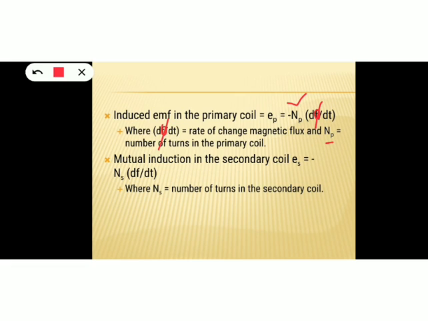And the secondary coil undergoes mutual induction. And what is the expression for induced EMF in the secondary coil? ES, the induced EMF associated with the secondary coil, is equal to minus NS d phi by dt, where NS is the number of turns in the secondary coil and d phi by dt is the rate of change of magnetic flux itself. So these are the expressions for induced EMF in the primary and the secondary coil.